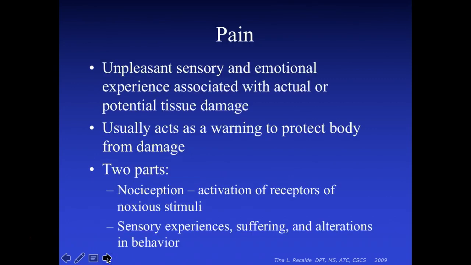So what is pain? It's that unpleasant sensory and emotional experience associated with actual or potential tissue damage. So usually it acts as that warning to protect the body from damage. It's our alert system. We have two parts of it. It's the nociception, which is the activation of those peripheral nervous system receptors by noxious stimuli, such as we've been using that example of the brick, which is fairly noxious when it falls on you, and that can activate those nociceptive receptors. And then the sensory experience, suffering and alterations in behavior.